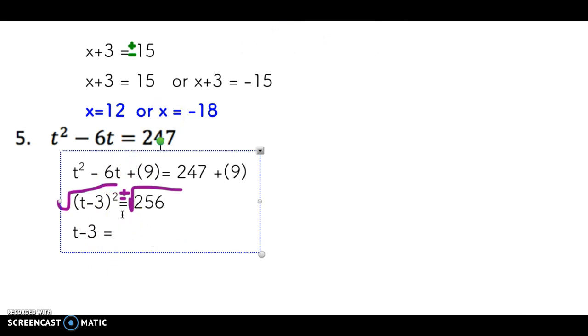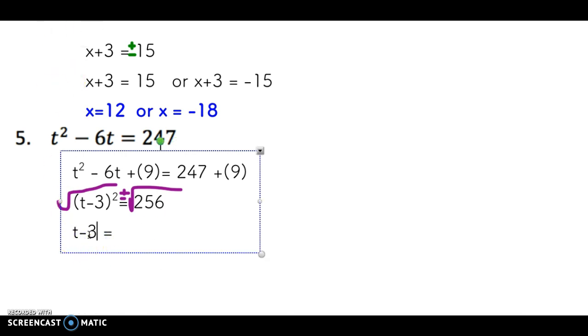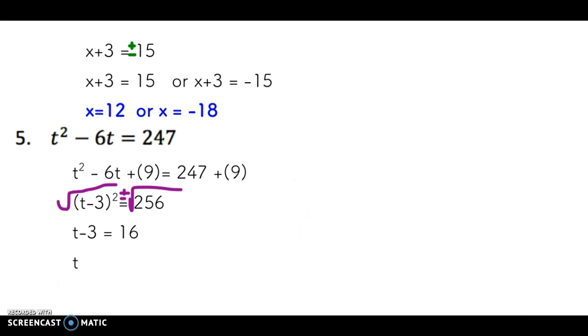So the square root of 256 is 16. Okay, so now to solve for t, all I do is... I forgot to put the plus or minus here.